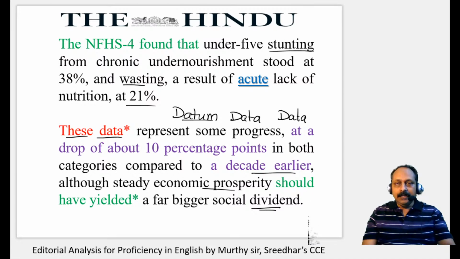And whatever you see in green, it is important related to grammar. Here you see should have yielded, should have done, should have gone. So what does it talk about? The helping verb should plus have plus verb, past participle form. It talks about an unfulfilled duty or a neglected action. Two dimensions, unfulfilled duty or a neglected action.